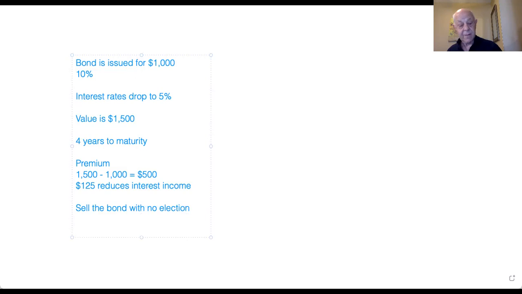I'm going to have an amount realized of $1,000. I'm going to end up with an adjusted basis of 1,500. I'm going to end up with a loss of 500, and it's going to be a capital loss. That's awful. And it's going to be a long-term capital loss. So virtually nobody is going to not elect to amortize the premium.